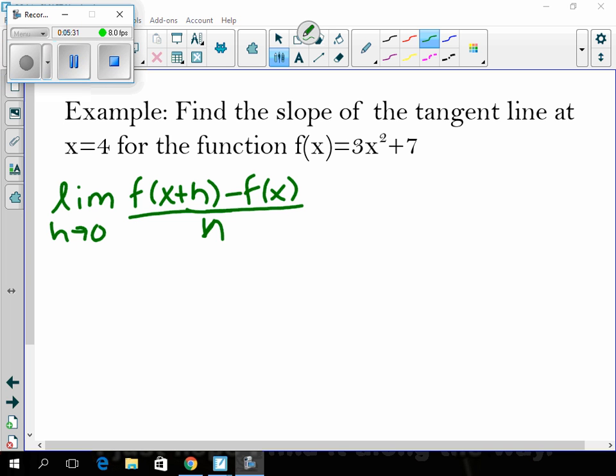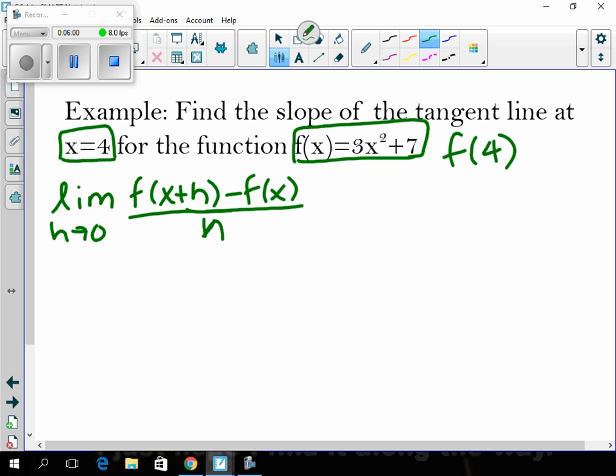Here we're asked to find the slope of the tangent line at x equals 4 for the function f of x equals 3x squared plus 7. So we're given a point and a function. In my definition of the derivative, I want to look at specifically x equals 4 for my function. Wherever I see f of x, I'm going to plug in f of 4 because I'm looking at 4.